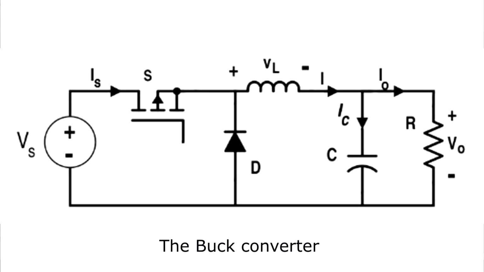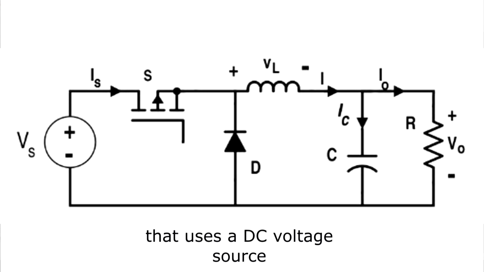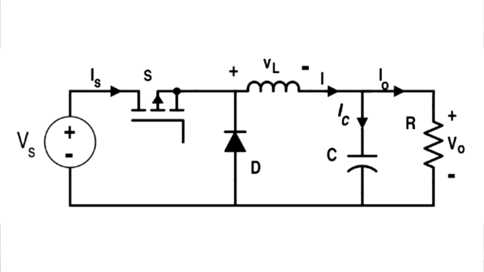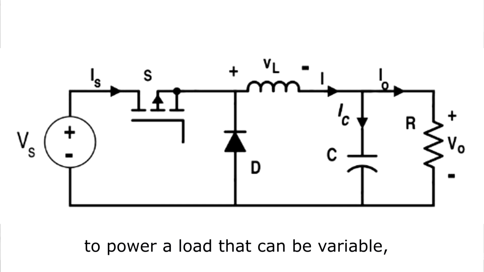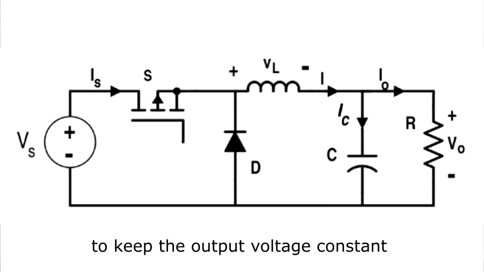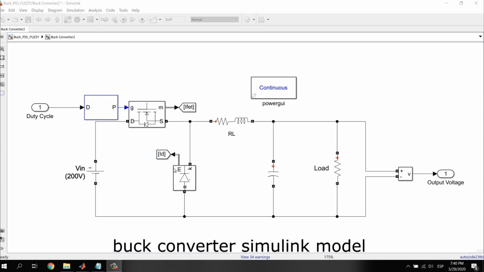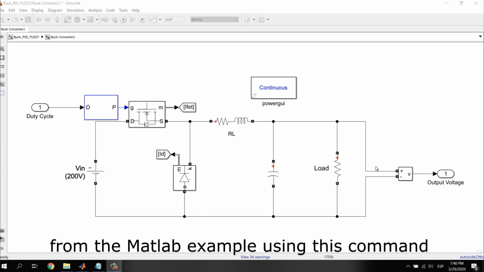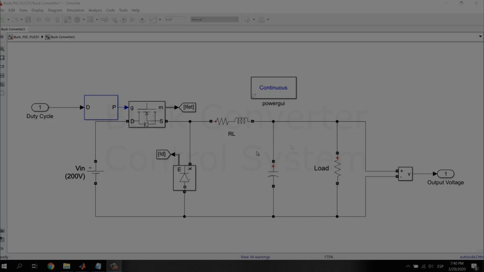The buck converter is a switched DC-DC step-down circuit that uses a DC voltage source, a switch, a diode, a coil, and a capacitor to power a load that can be variable. For this reason, it is important to have a control system to keep the output voltage constant. I got this buck converter Simulink model from the MATLAB example using this command. I left you the link in the description.